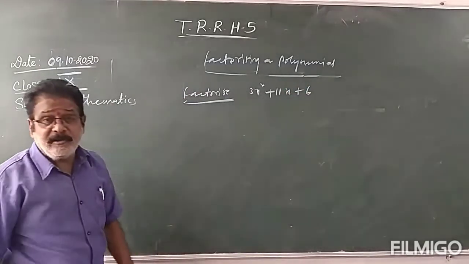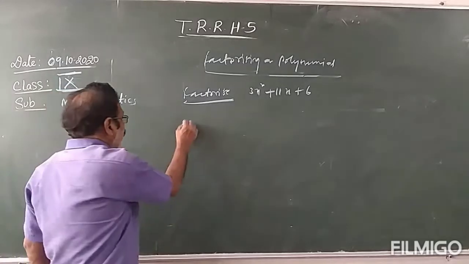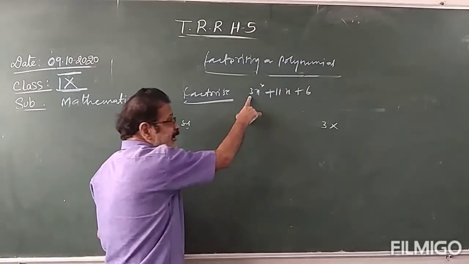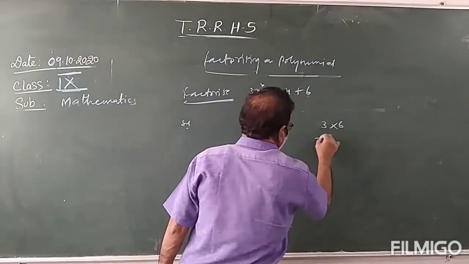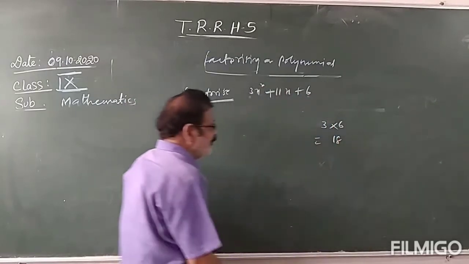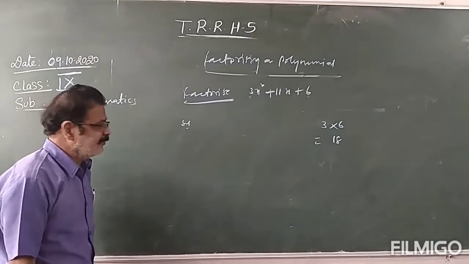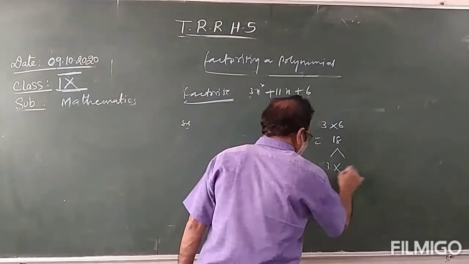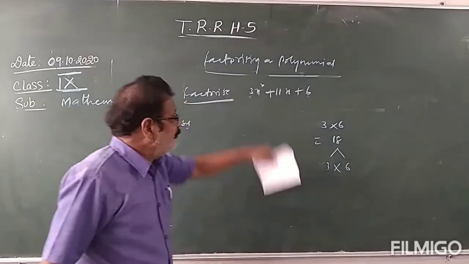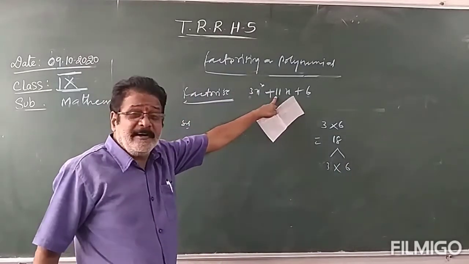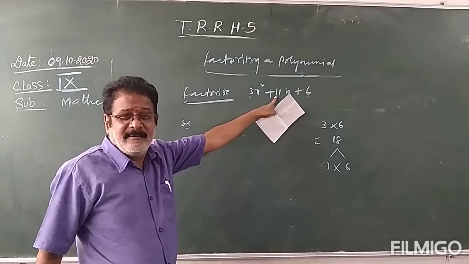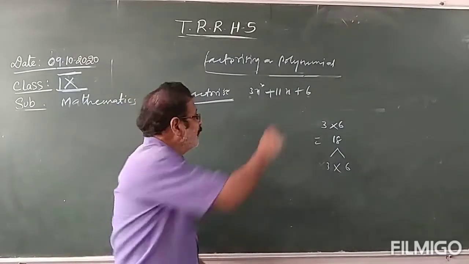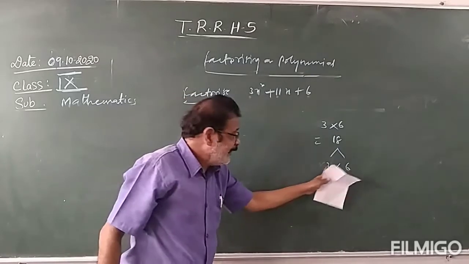I already told you the rules of factorization. First, you have to multiply the second degree coefficient, 3, and the last term, 6. 3 times 6 is 18. So 18 is split into factors. I split into 3 and 6. The sum of them must be the middle term coefficient, 11. 3 plus 6 is 9, not getting 11. 6 minus 3 is 3, not getting 11.